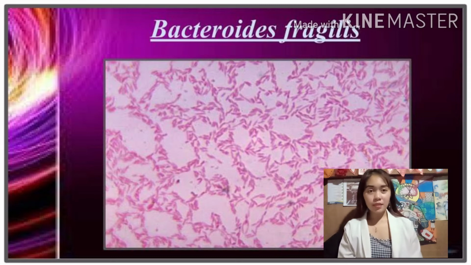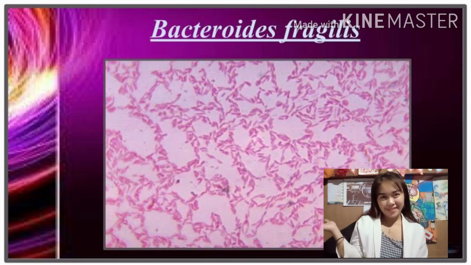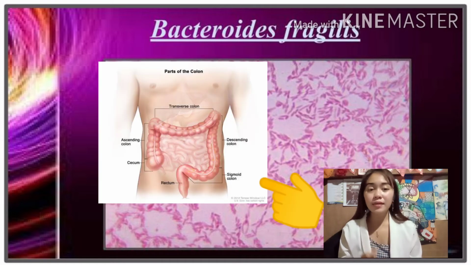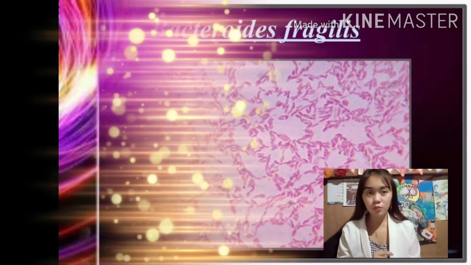And this is how Bacteroides fragilis looks. Where can we find its habitat? Well, Bacteroides fragilis resides in the human gastrointestinal tract and is essential to health and gastrointestinal functions such as mucosal immunity and host nutrition.